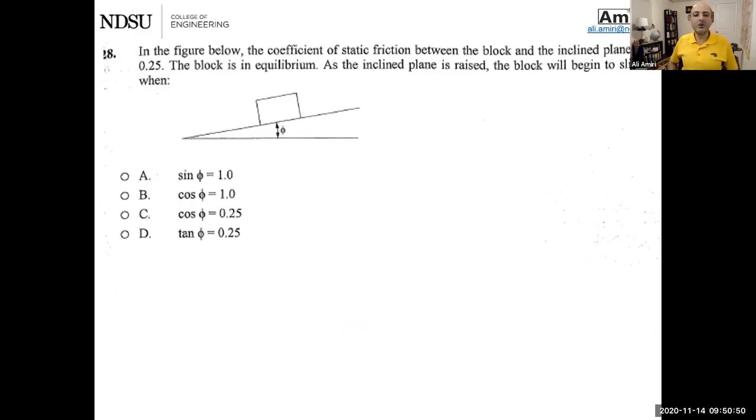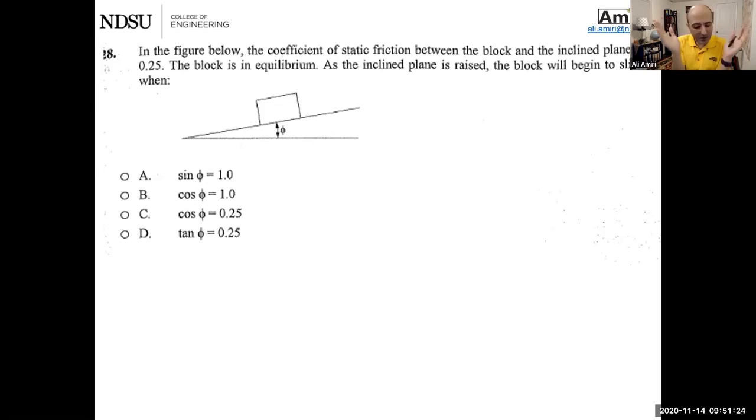In the figure below, the coefficient of static friction between the block and the inclined plane is 0.25. Okay, now we're dealing with friction. The block is in equilibrium. As the inclined plane is raised, the block will begin to slide when... Okay, so it's resting on that surface, we start raising it, right? Obviously, we can't go forever.